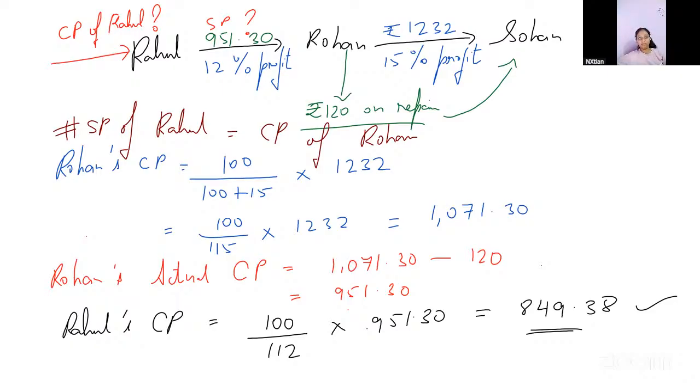It's 1071.30. If you round it off and solve, 100 divided by 112 into 951, you will get around 849. So you can write approx after the answer. It will not be incorrect, it will be correct only.